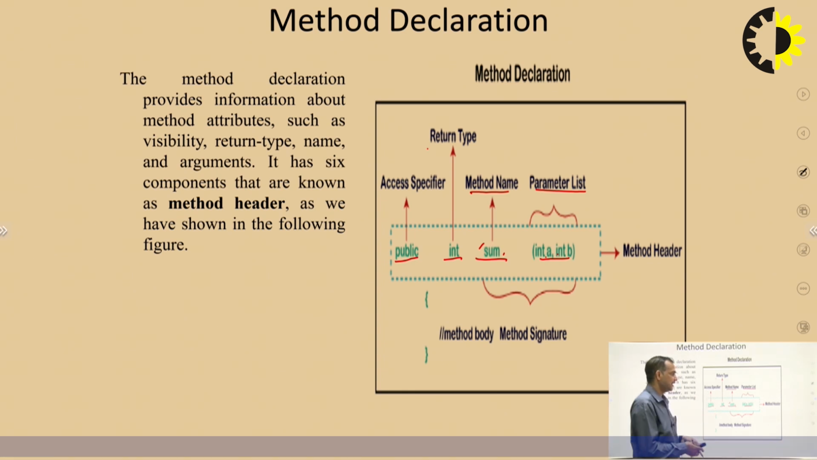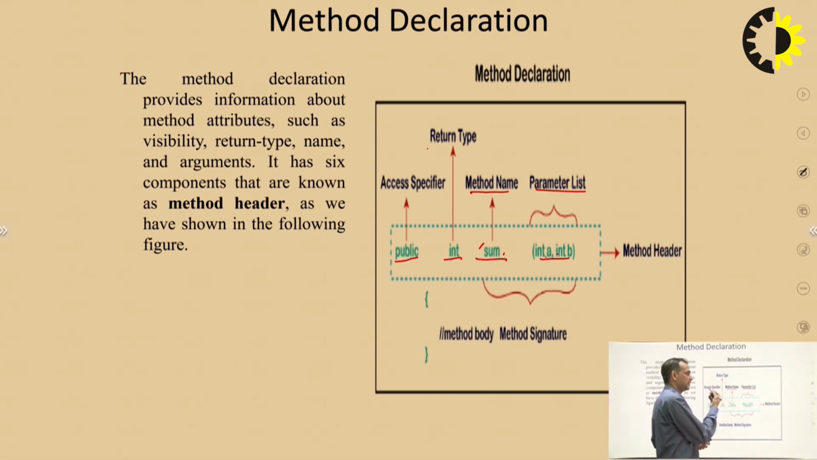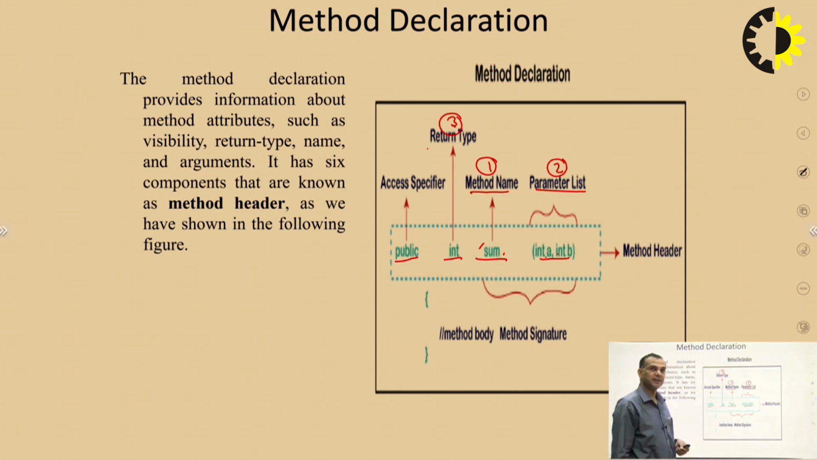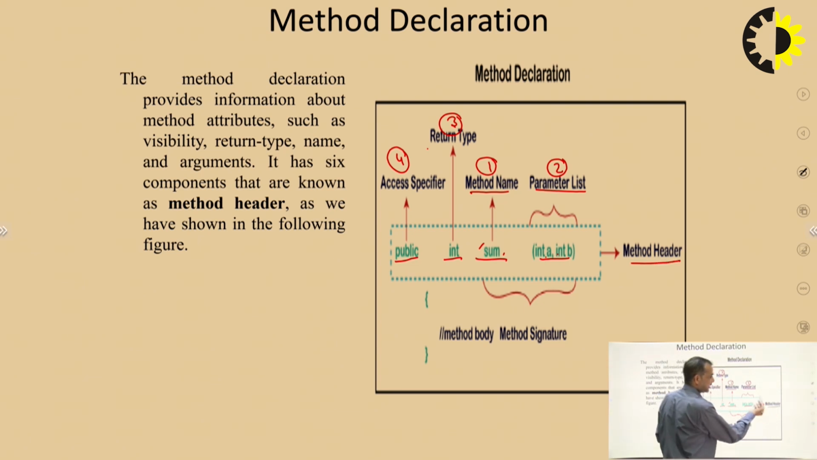When we declare a method, basically we require three things. Number one, we define the method name. Second, we define the parameter list. Third, we define the return type. And in the OOPS principles, remember there are four concepts. We define the access specifier in front of the method. When we combine all these in a single line, it is known as the method header.